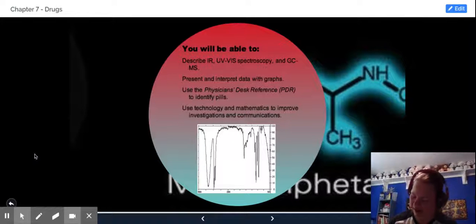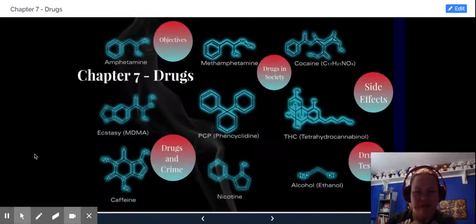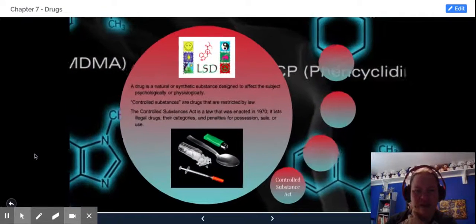We're also going to look at IR and UV-Vis spectroscopy and GC-MS, but again, I'm not going to be too terribly concerned about that. We're going to look at some graphs so you can learn how to identify them because you will have, I believe, on your next test. When we talk about Chapter 7, a little bit about drug testing. So that's that.